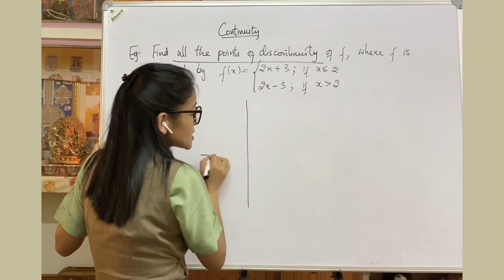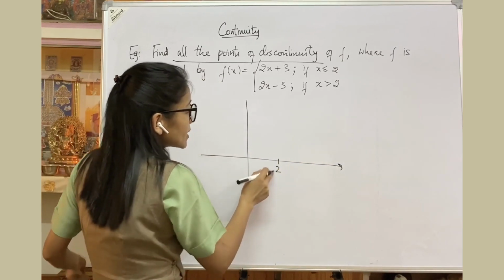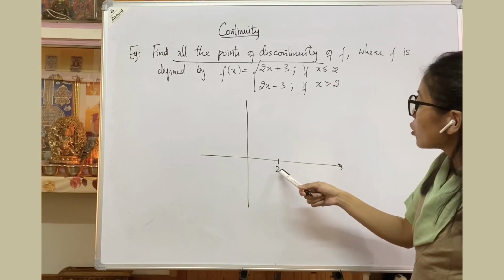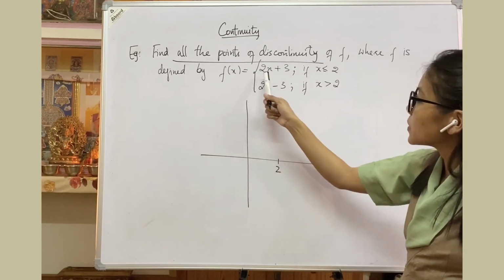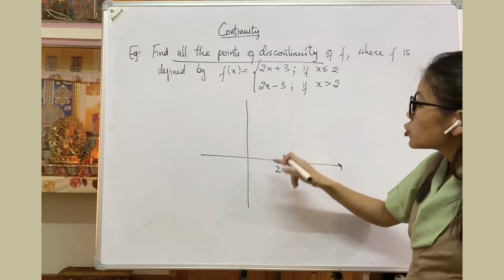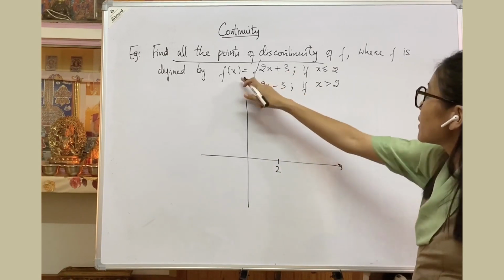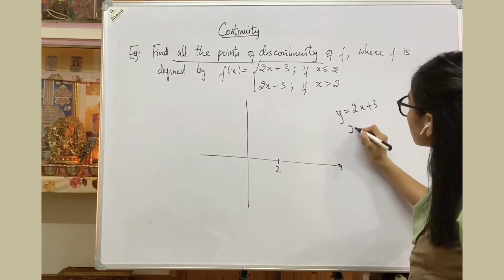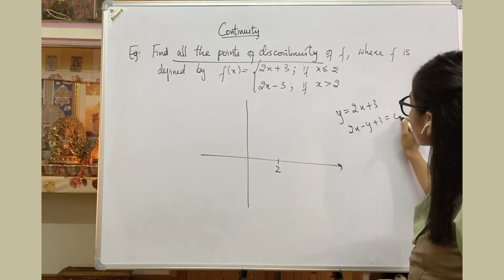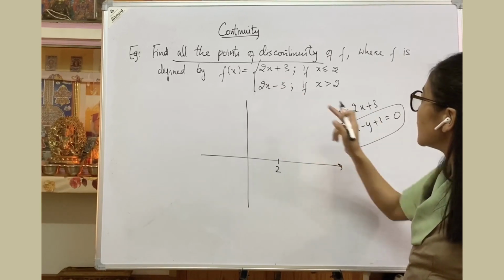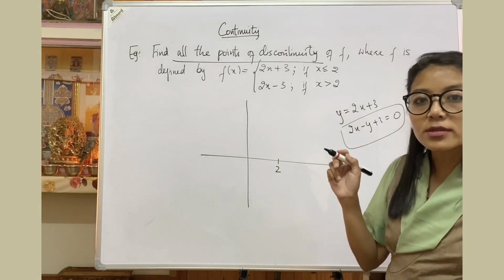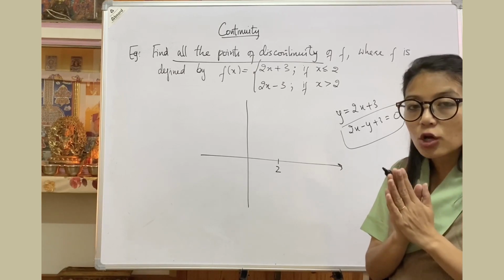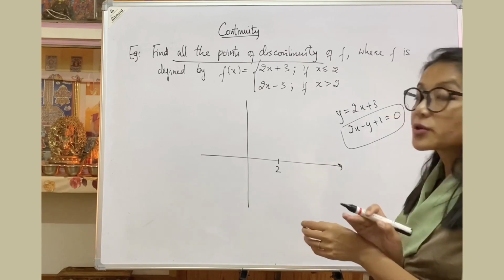Now I will first try to explain this graphically. At 2, the function is changing its behavior. For all x less than or equal to 2, the function takes its behavior as 2x plus 3. f(x) means y, so y equals 2x plus 3, which means 2x minus y plus 3 equals 0. This is a linear equation in two variables, and you know how to plot its graph. When you represent a linear equation in two variables graphically, it is always a straight line, and a straight line is obviously continuous.